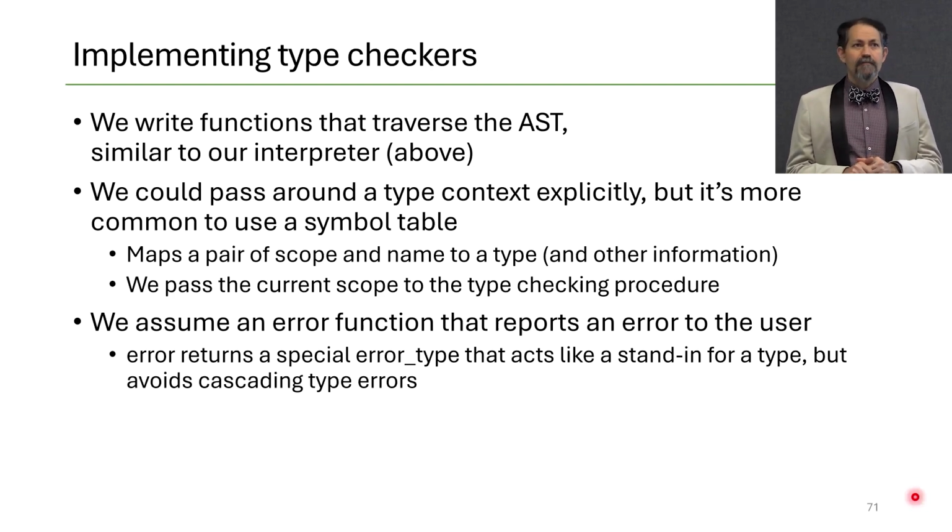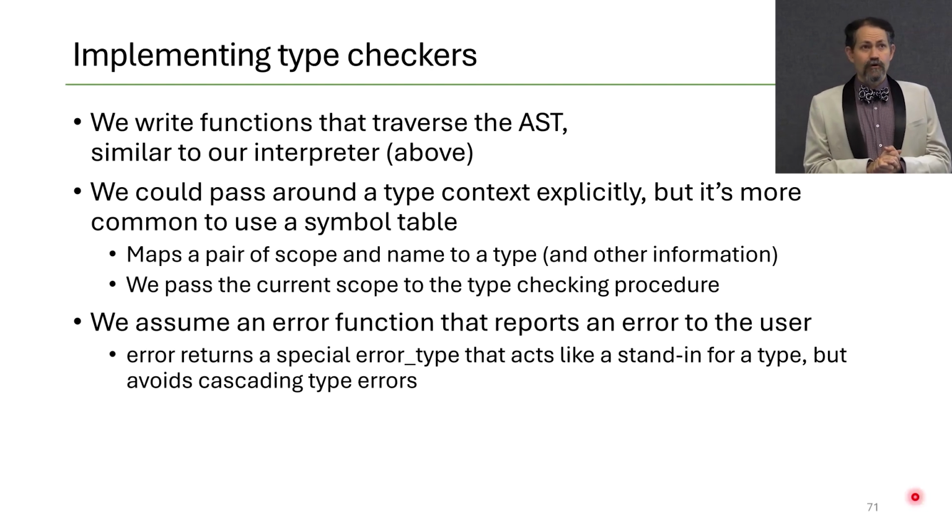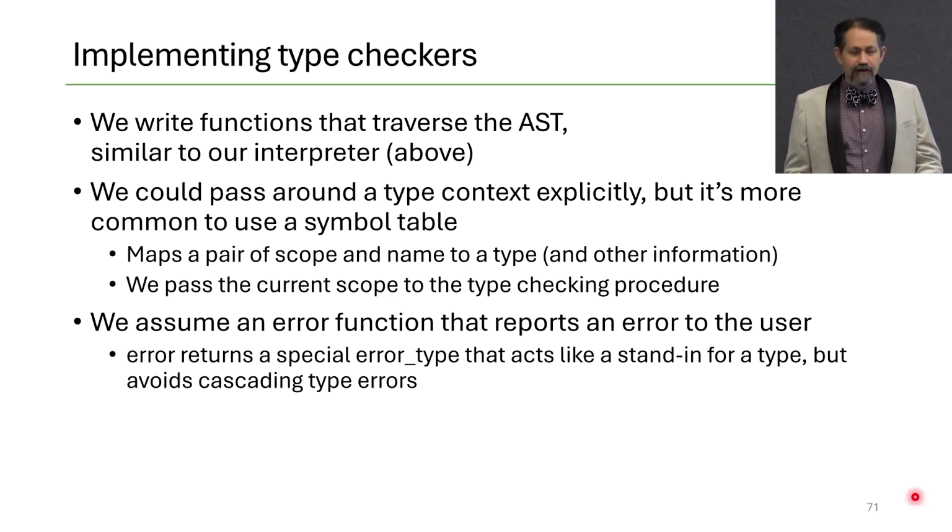A symbol table maps a pair of the scope that we are in and the name we want to look up to the type of that name in that scope. There might be other information attached with it as well, but we'll focus on typing here because we want to type check as our goal. We pass the current scope to the type checking procedure so we always know where to look up variables.